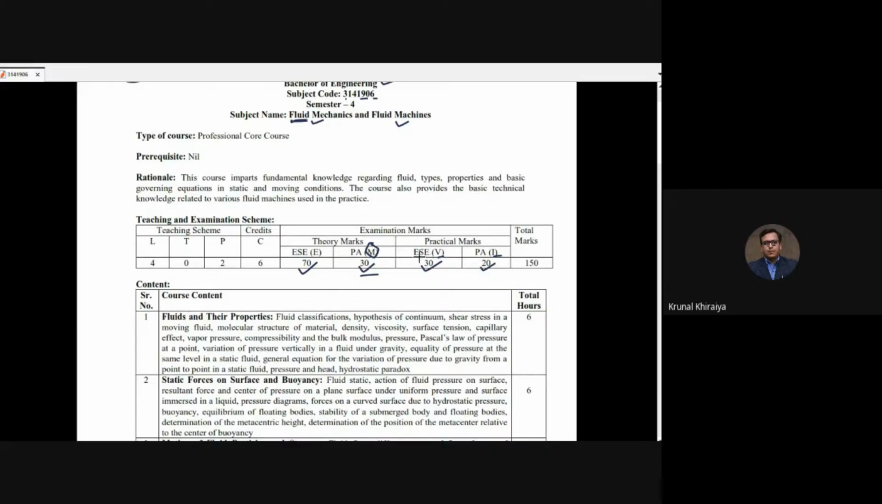Then this is the end semester viva examination. At the end of the semester we conduct the viva, and from that we put down the marks out of 30 in this component.